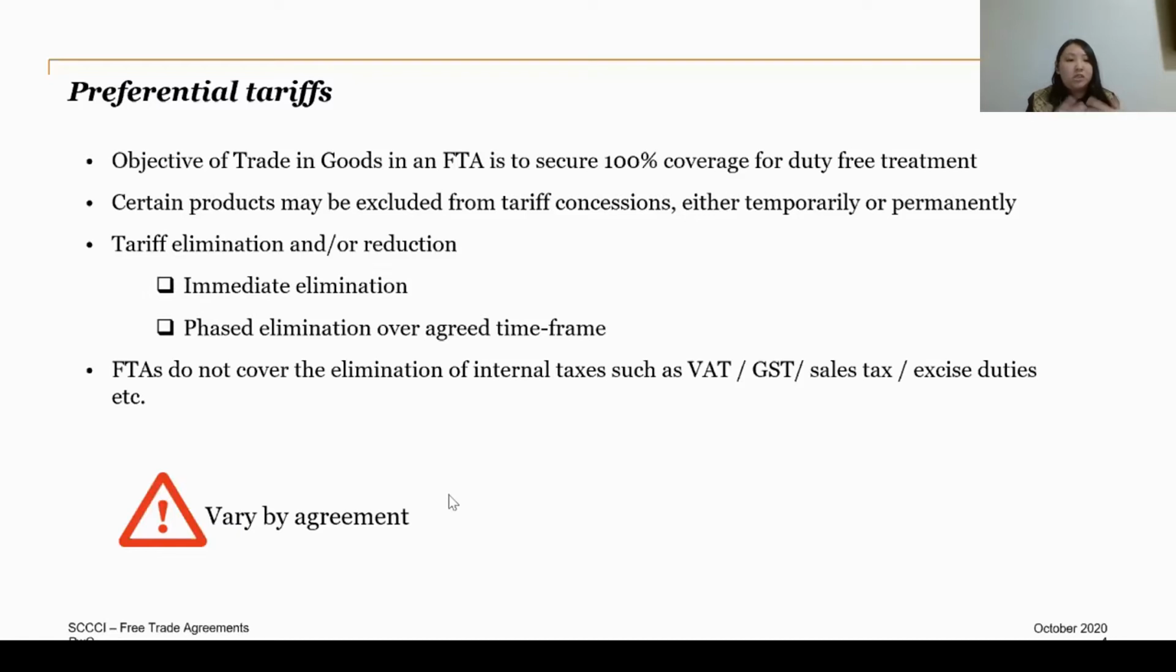Just a note that FTAs do not cover the elimination of any kind of internal taxes. They only touch customs duties, and do not affect any VAT, or what we call GST, or in Malaysia sales tax, or any kind of excise duties and luxury taxes. All these are what we consider internal taxes that a country levies on companies, and therefore FTAs do not touch them.